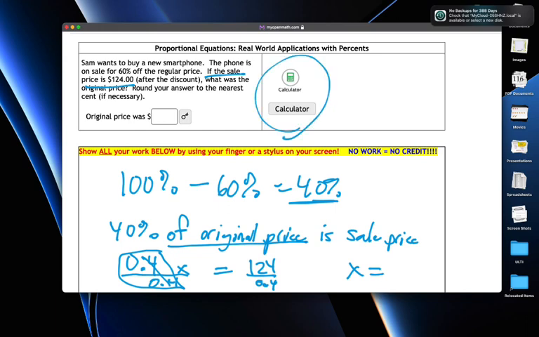You are allowed to use a calculator on the standard. And so when you divide that out, you will figure out what the original price is for that item. And that happens to be $310. So that means the original price of the item was $310.